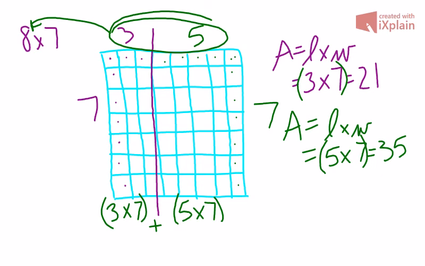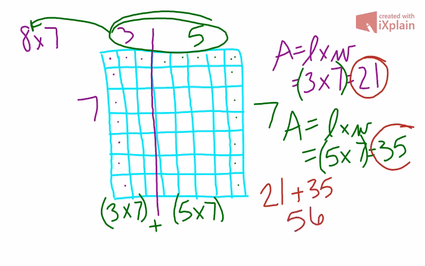So now I take my 21 and my 35. So 21 plus 35, and that is 56 square units. And if you want to know, over here, 8 times 7 is 56. So I just broke down a large rectangle into 2 smaller rectangles and found the area by using the distributive property.